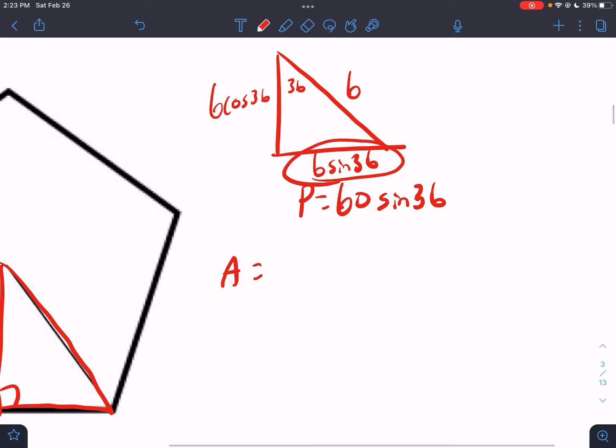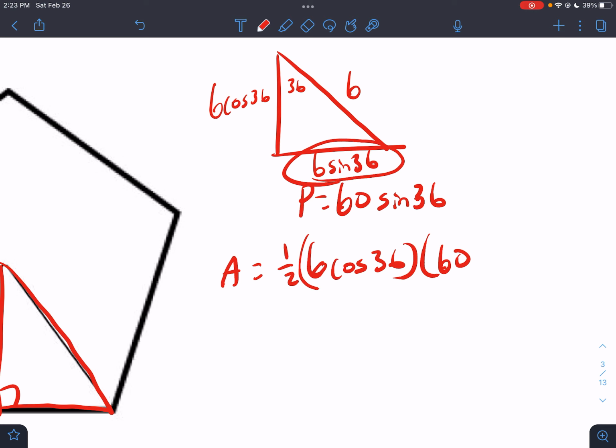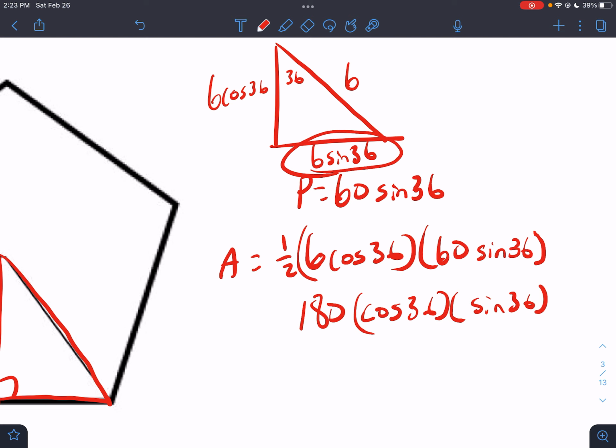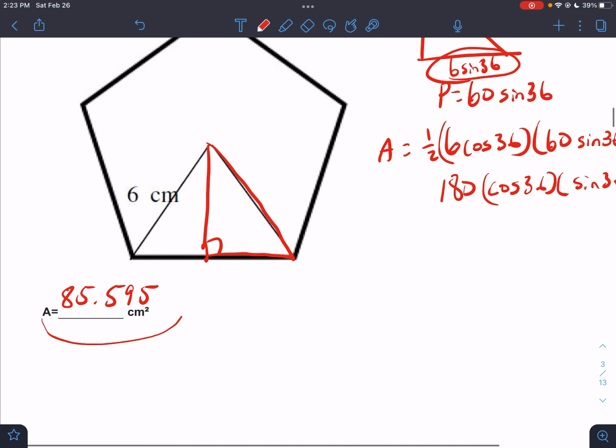So the area is going to be 1/2 times the base, times the apothem, which is 6 cosine 36, times the perimeter, which is 60 sine 36. I really want you practicing simplifying. Half of 6 would be 3. 3 times 60 would be 180 cosine 36 times the sine of 36. Then because they want us to round to the nearest thousandths, we type that in, 180 times cosine 36 times sine 36. And I get 85.595.